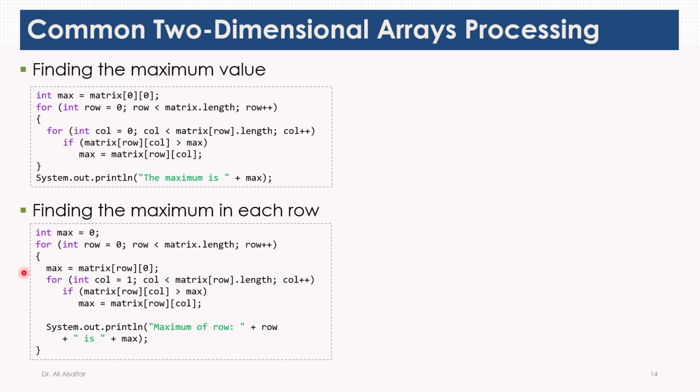And don't forget that for each iteration of the outer loop, you have to assign the maximum the first element in this row. Otherwise, it's going to find the maximum number in the whole array.